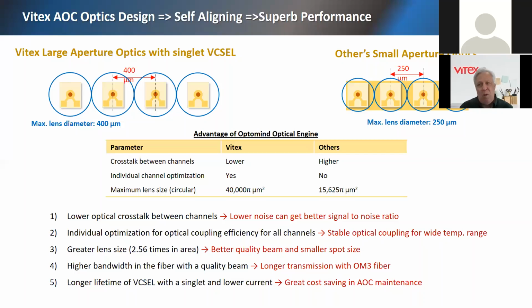So it lowers optical crosstalk between channels. We have a self-aligning, what I'll call a jig, but basically the way we manufacture these, everything's plug and play and self-aligning. So we have negated the need for ferrules. So, we're just going through air. We're not going through glass. So there's no reflection. There's no refraction. It's a better quality beam and a smaller spot size.